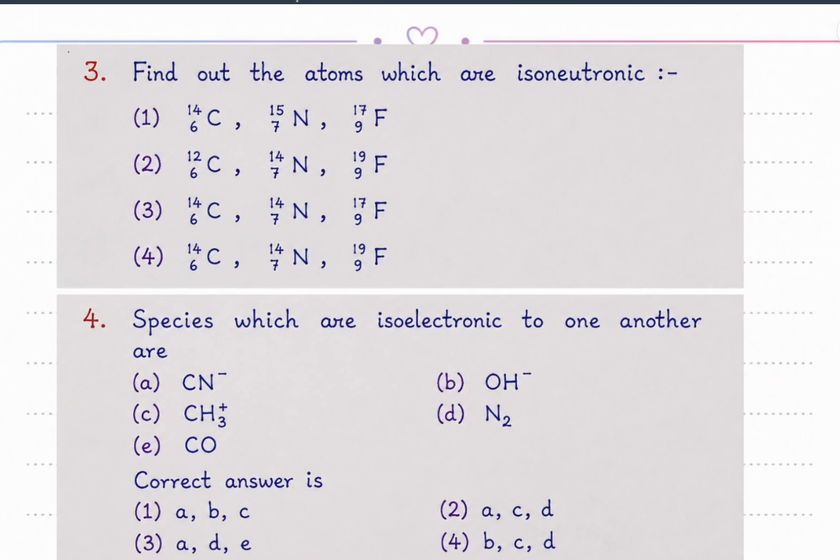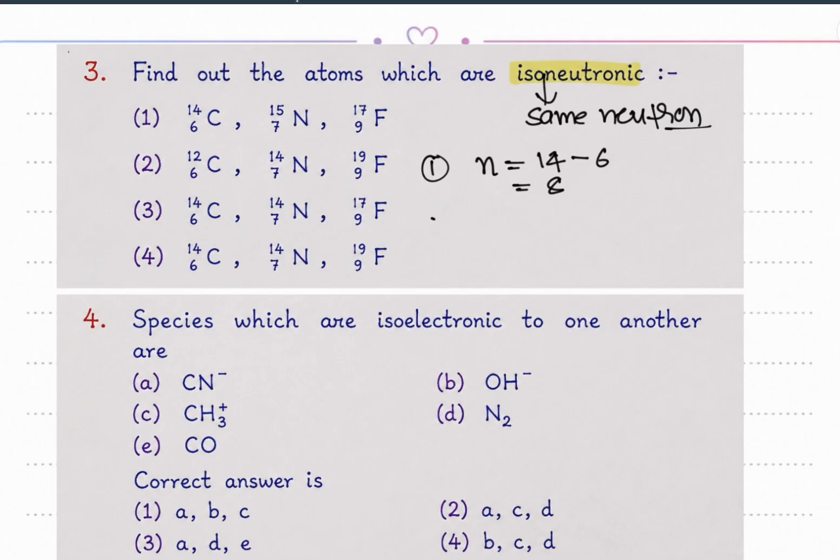Next question. Find out the atoms which are isoneutronic. Isoneutronic means they have the same number of neutrons. Let us see the first option. Carbon 14 with atomic number 6. The number of neutrons equals the atomic weight, 14, minus the number of protons, 6 here. The number of neutrons is 8.